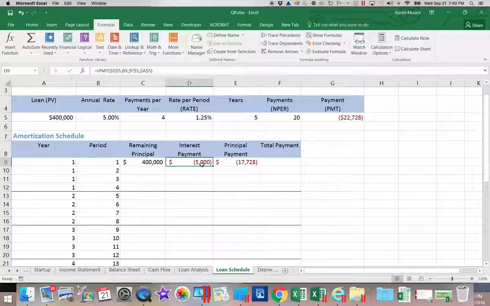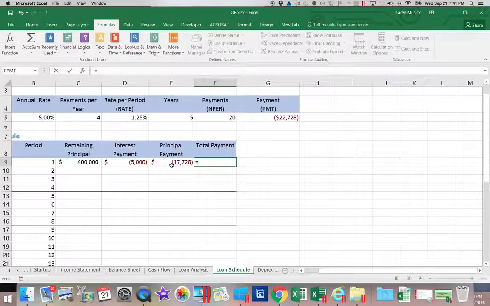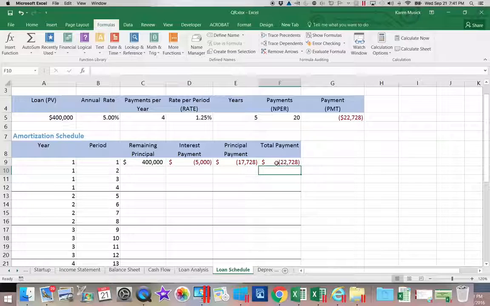So you can see the two formulas have exactly the same parameters in them. The only difference is Excel knows by the function that we use that it should calculate either the principal or the interest. To calculate the total payment, we're going to add together the interest portion of our payment plus the principal payment. And what you want to make sure is that this payment amount is equal to this one up here.